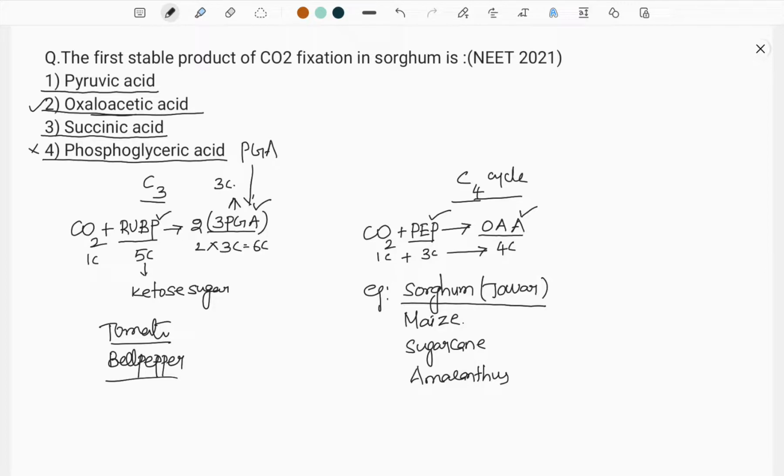You should know first what is the first stable product, that is oxaloacetic acid. Second, you should know in which plants it is formed, that is C4 plants. Third, you should know which plants are examples for the C4 plants, that include here sorghum, maize, sugarcane, amaranthus, and many more. So it is asking 3 concepts in one question. I think you have understood very clearly. So this is the question for photosynthesis.